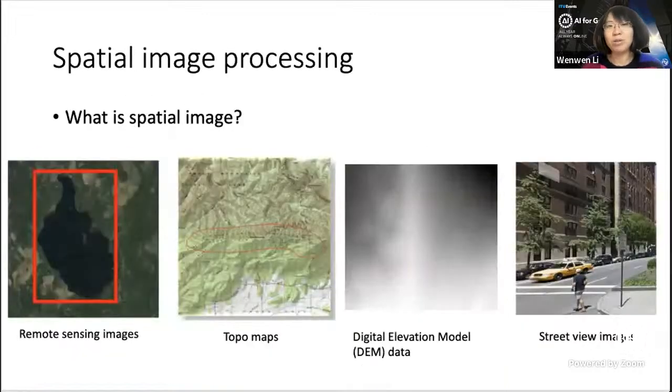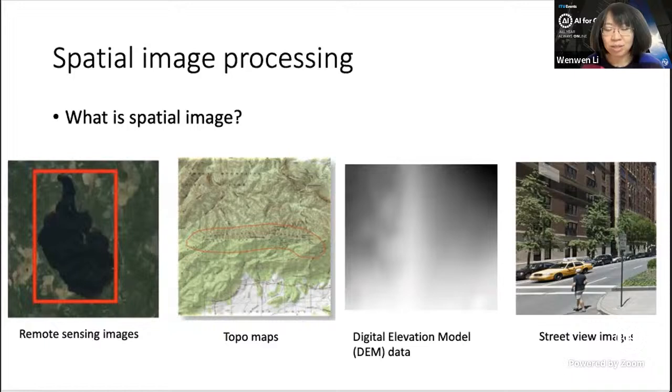So when we talk about spatial information processing, you might ask, what is a spatial image? There are so many different kinds of images, but broadly, you can consider any images that contain spatial information. So I just list a few examples. For example, the remote sensing images coming from Earth observation satellites, coming from drones and other kinds of sensor observation networks.